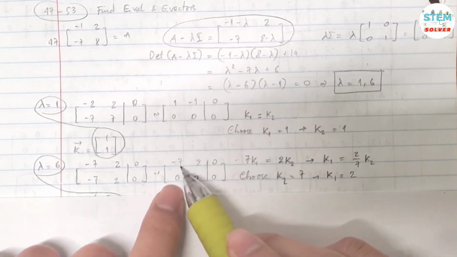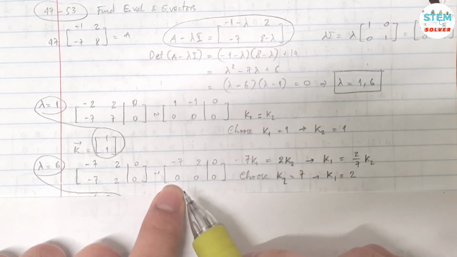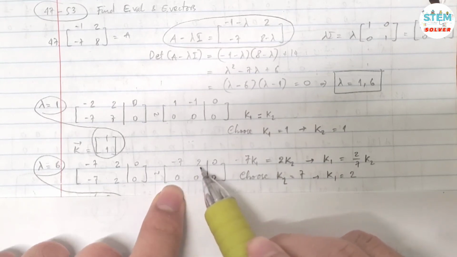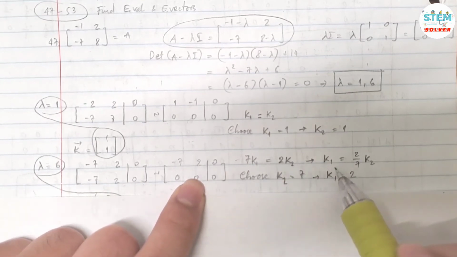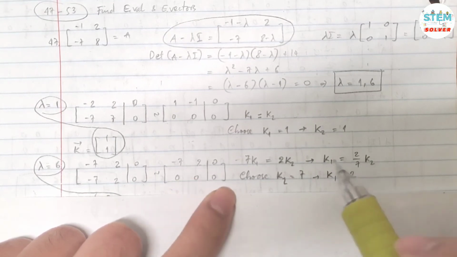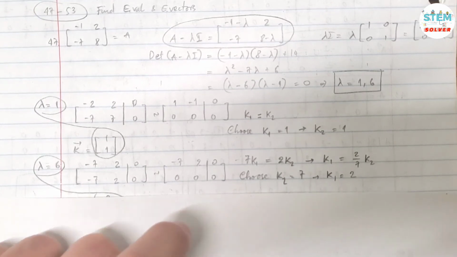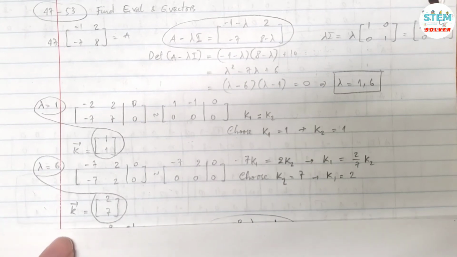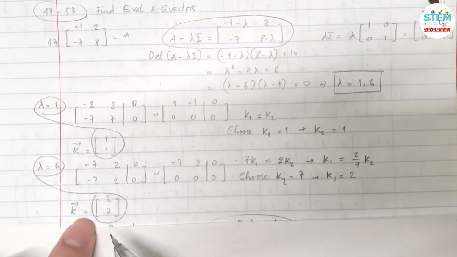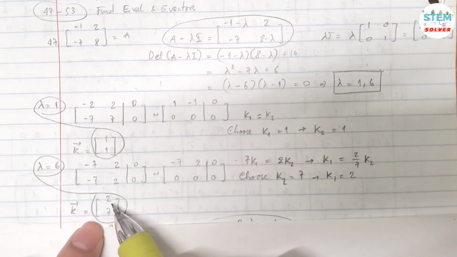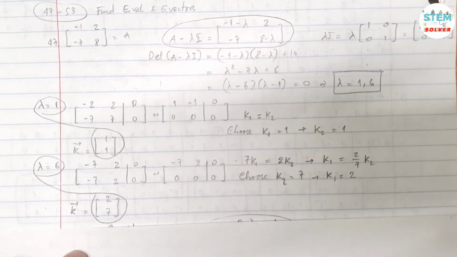So I have -7 k1 plus 2 k2 equals 0, and then I solve for k1. I got 2 over 7 k2. If I choose k2 equals 7, I get k1 equals 2. The reason I choose k2 equals 7 is because I want to get rid of the fraction here. Then my eigenvector for lambda equals 6 is (2, 7), the matrix 2, 7.